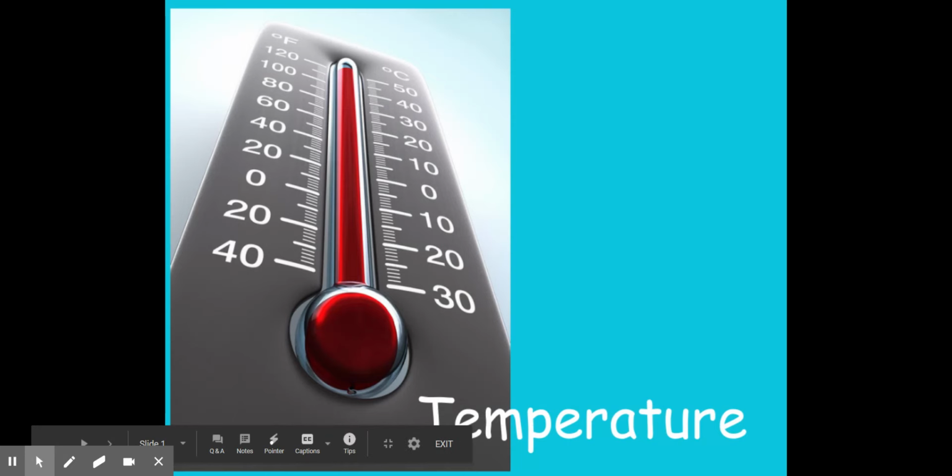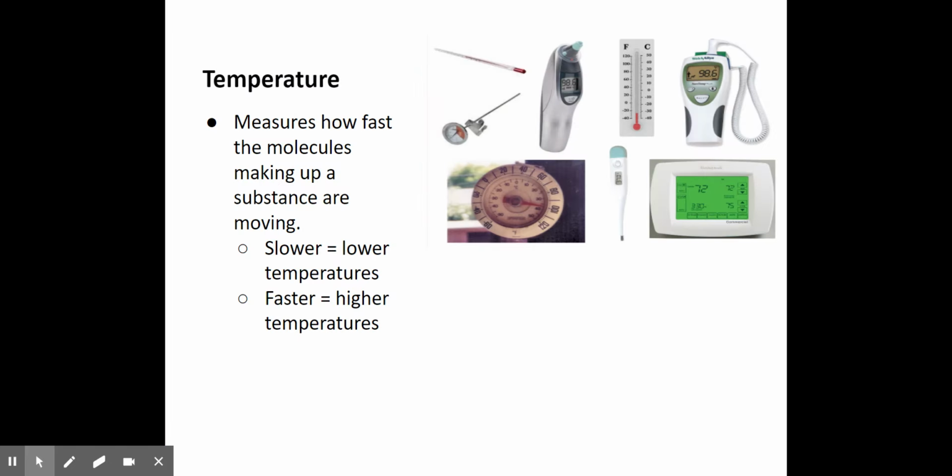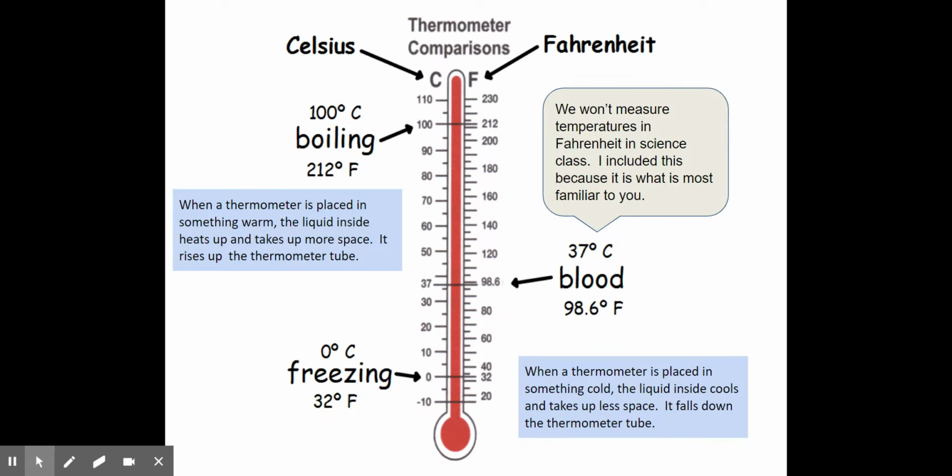So in this screencast, I will introduce you to temperature and thermometers. Temperature is a measurement of how fast the particles or molecules making up a substance are moving. The slower the particles are moving, the lower the temperature, and the faster the particles are moving, the higher the temperature. Now, you were introduced to thermometers as a piece of scientific equipment that we will be using.